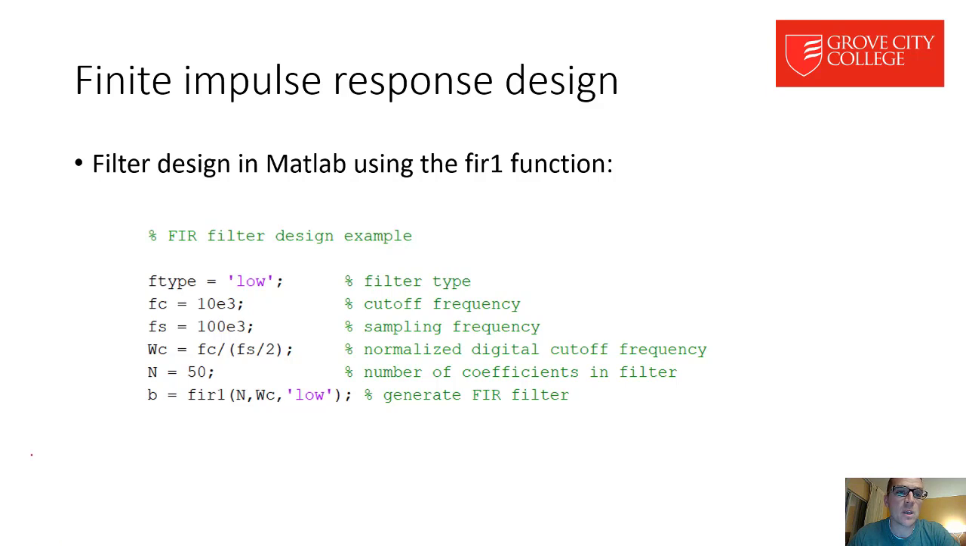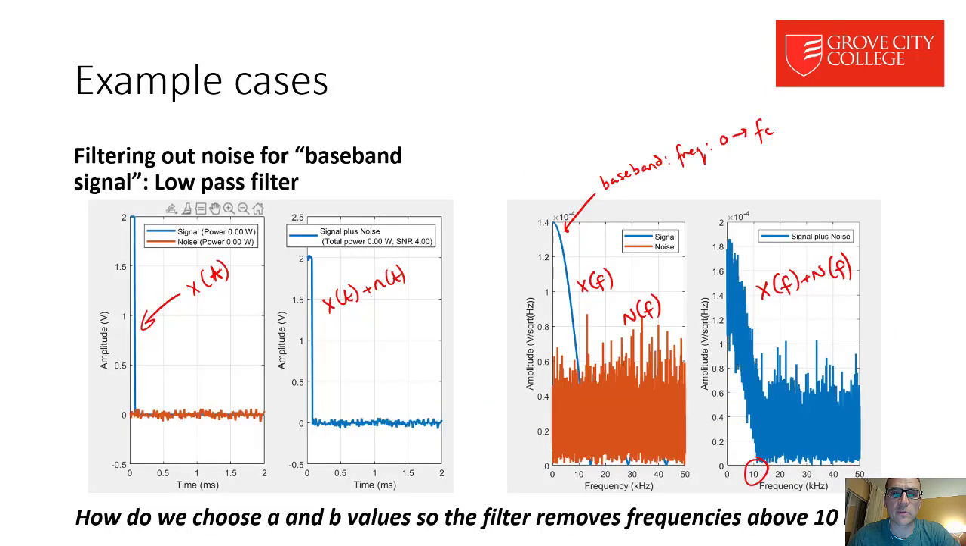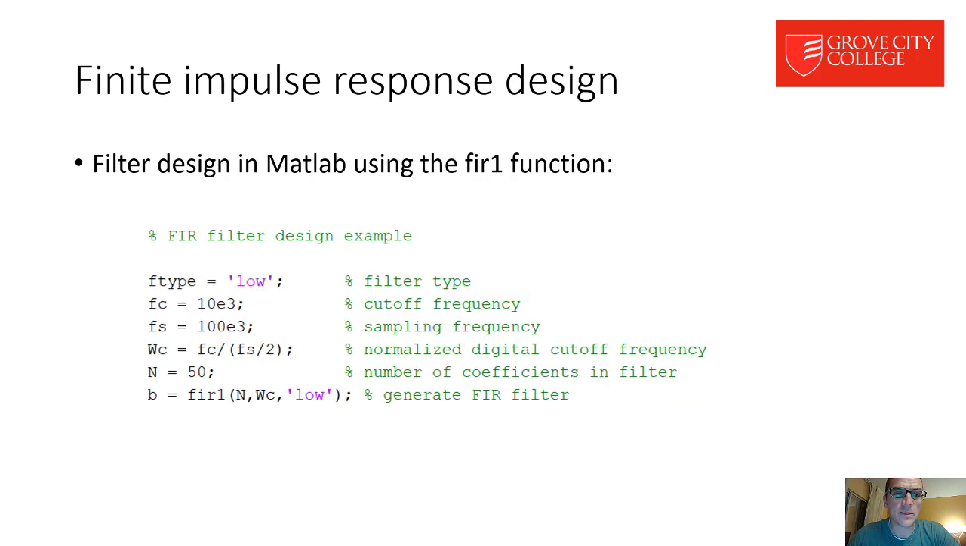Okay, so we're going to define our filter type. In this case, we want it to be a low frequency filter. We're going after this use case right here. We've got a baseband signal and we want a low pass filter that cuts off frequencies above 10K. So coming back to here, we want a low pass filter. We want the cutoff frequency to be 10K.